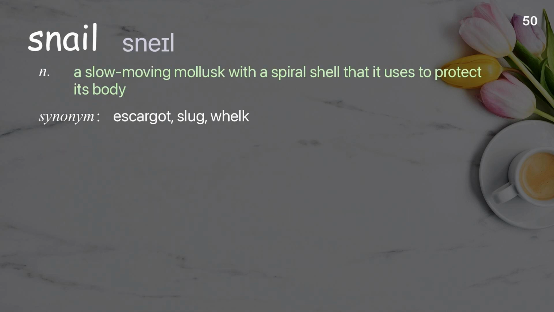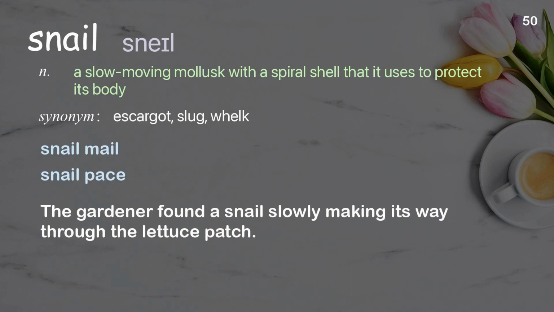Snail. A slow-moving mollusk with a spiral shell that it uses to protect its body. Examples: Snail mail. Snail pace. The gardener found a snail slowly making its way through the lettuce patch.